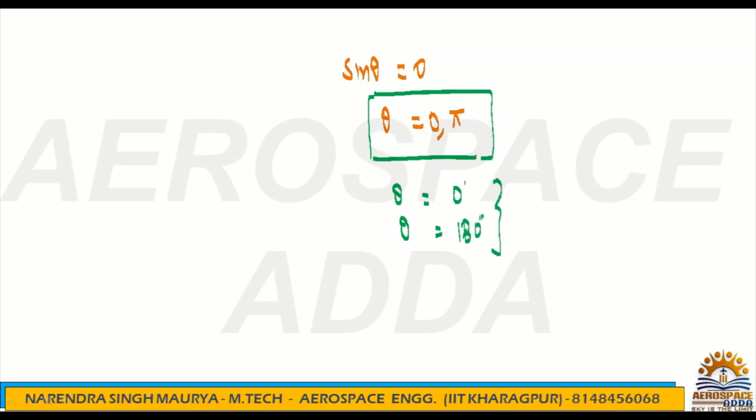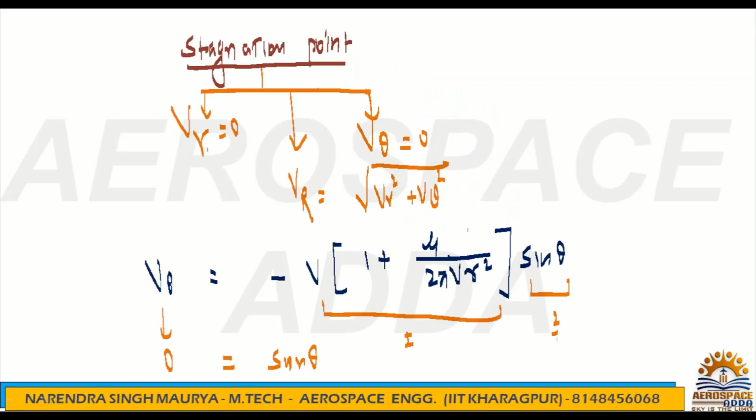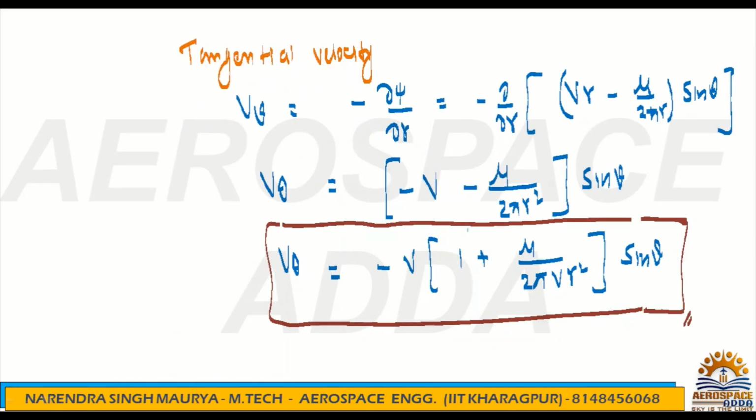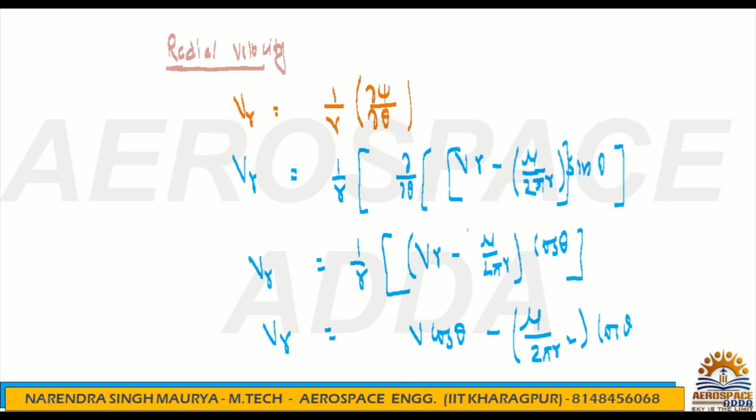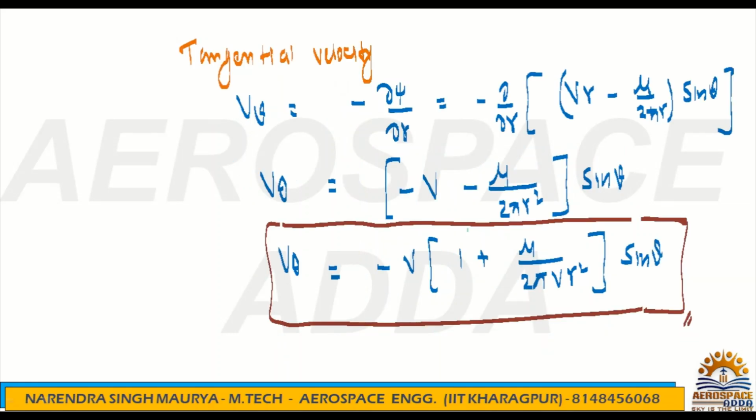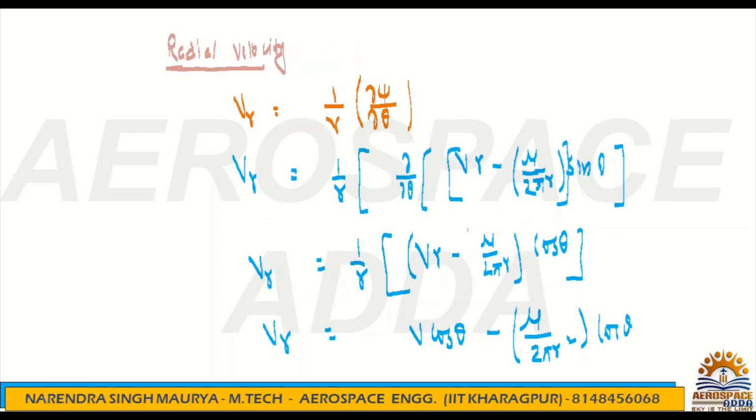180 degrees. Okay, so these two are the stagnation points. Similarly, if you check the radial velocity, then the radius you can also get from the tangential velocity. You got theta. Similarly, you can check the value of the radial velocity here. Radial velocity, right? If you keep this radial velocity, what can you write?